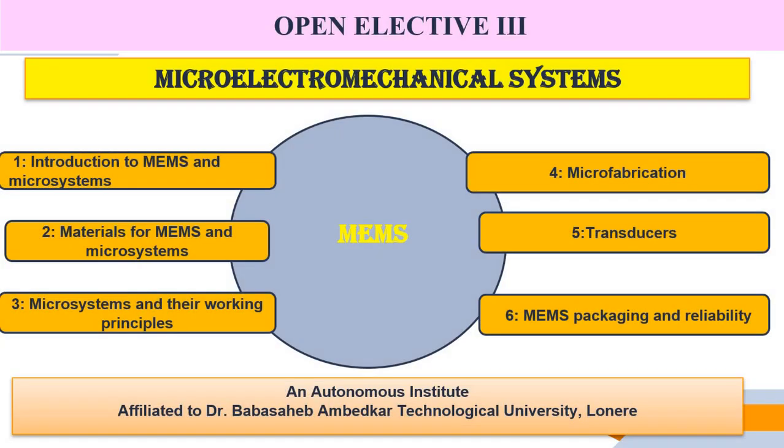We are offering Open Elective Third for the final year as Micro Electromechanical Systems. The MEMS course has 6 modules. Module 1, Introduction to MEMS and Microsystems. Unit 2, Materials for MEMS and Microsystems. 3rd, Microsystems and their working principles. 4th, Microfabrication. 5th, Transducers. 6th, MEMS packaging and reliability.